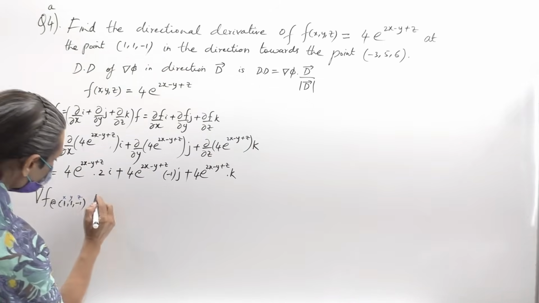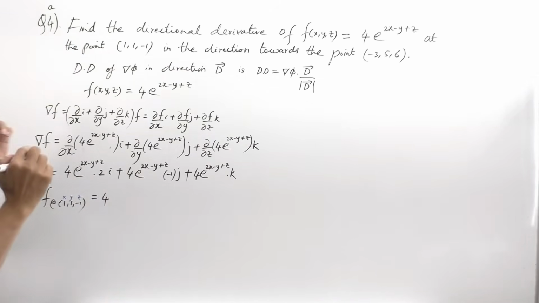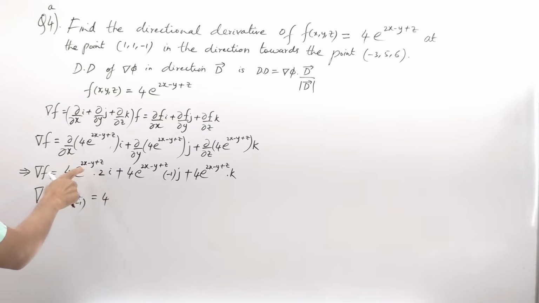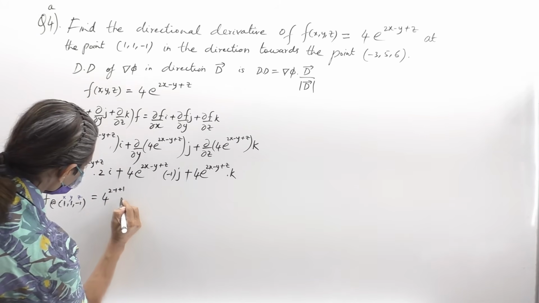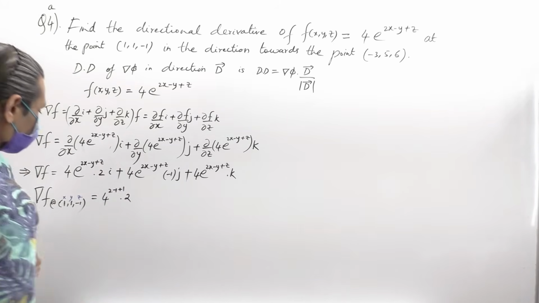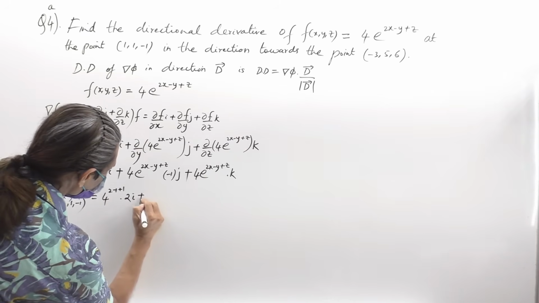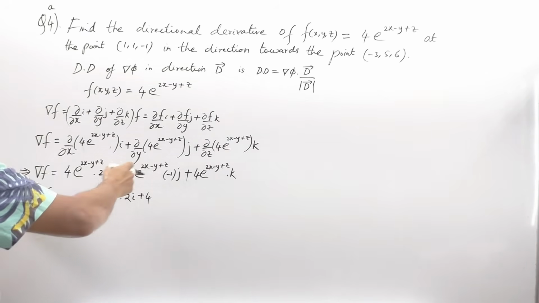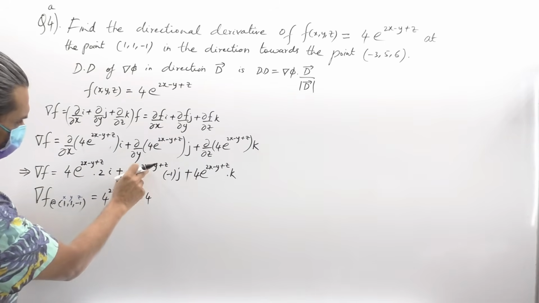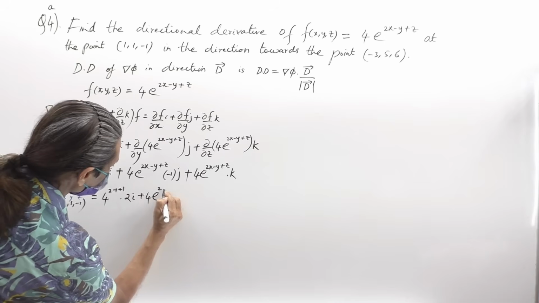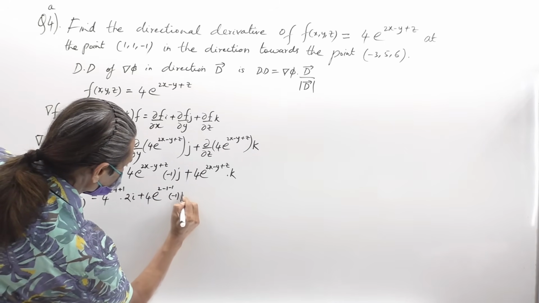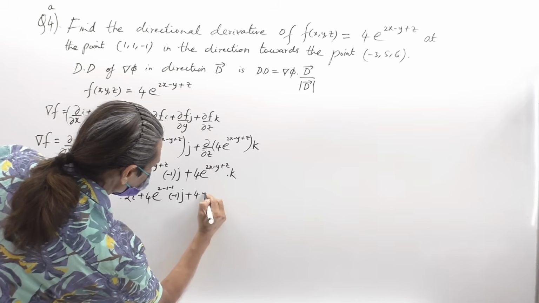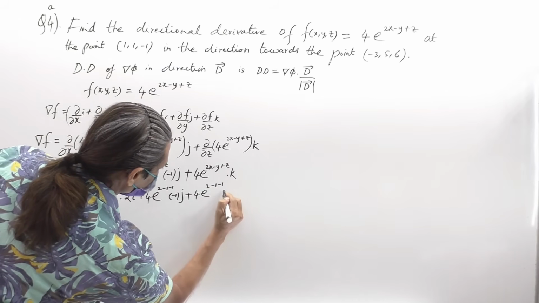So let's do that. This will be now 4, if in place of x we put 1, this will become 2, so e raised to 2 minus 1 plus 1 into 2 into i. Then plus again, all the terms will have the same value. In place of x put 2, it will be e raised to 2 and then 2 minus y is 1 and z is minus 1, into minus 1 into j, and lastly 4e raised to 2 minus 1 into k.